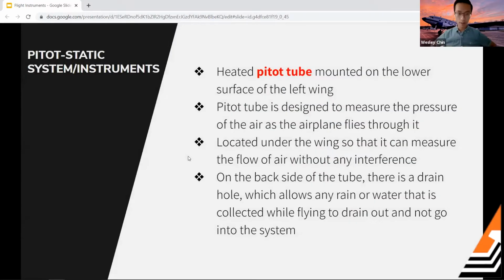So in our 172 training airplanes, we've got a heated pitot tube mounted on the lower surface of the left wing, and it's designed to measure the pressure of the air as the airplane flies through it. So we're going to call that ram air pressure. The location of the pitot tube is no accident either, right? It's located under the wing so that it can measure the flow of the air without any interference. And then also something to look for is on the back side of the tube, we've got this very tiny drain hole that allows any rain or water that's collected through the system to drain out and not go directly into your instruments there.